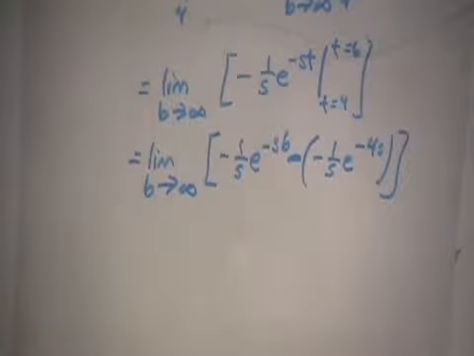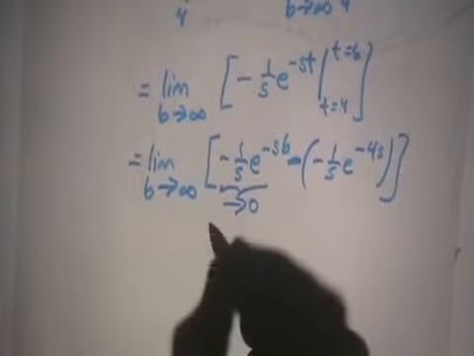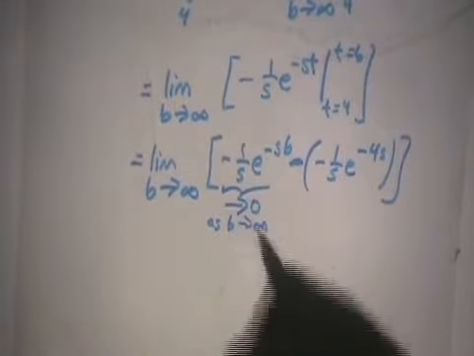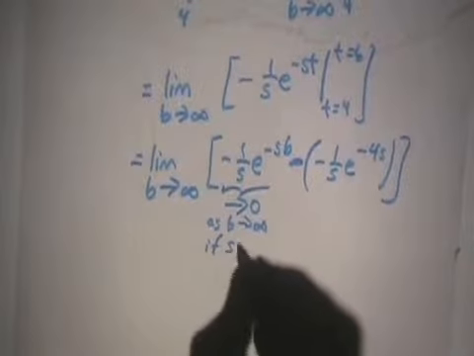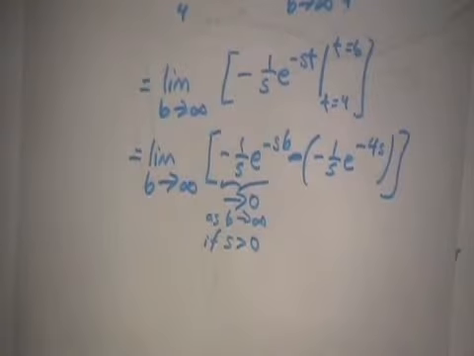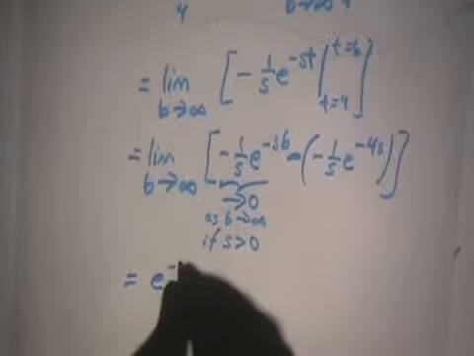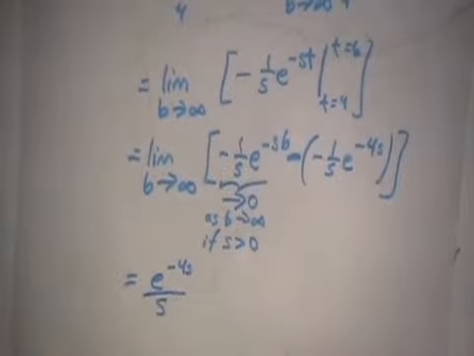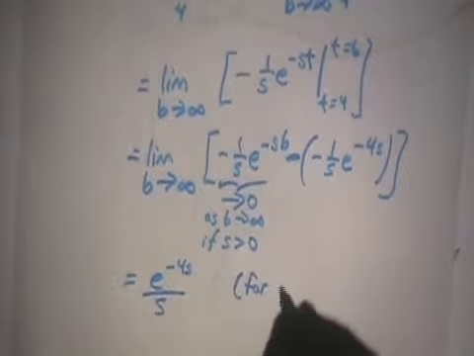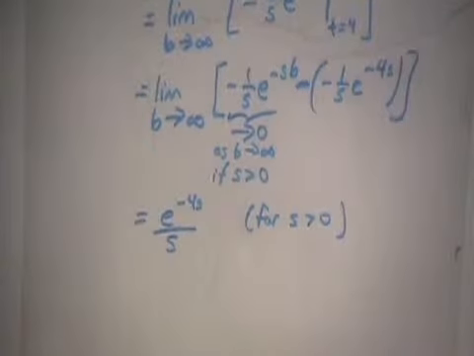If s is greater than 0, this thing is going to go to 0 as b goes to infinity. If s is greater than 0, which is what we would assume now. And the two minus signs will make a plus sign, and in the end you'll get an answer of e to the negative 4s divided by s. Technically speaking, for s greater than 0. Though again, that technicality is not a big deal. It's not relevant really for solving the differential equation.